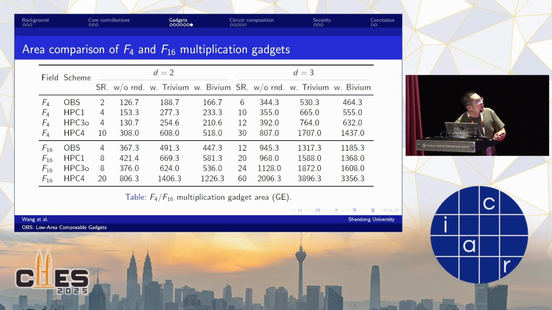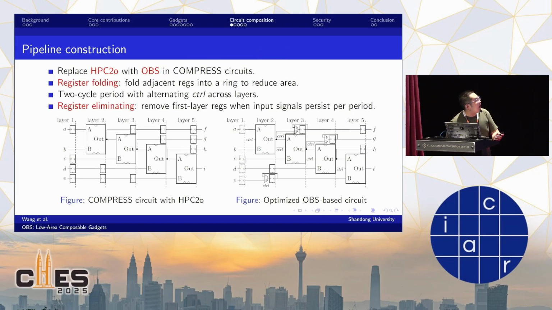Here is the gadget-level comparison, and then we have to compose our gadgets into circuits. For the pipeline construction, we use the compress tools to form our new circuits and replace HPC 2.0 in the circuits with OBS.